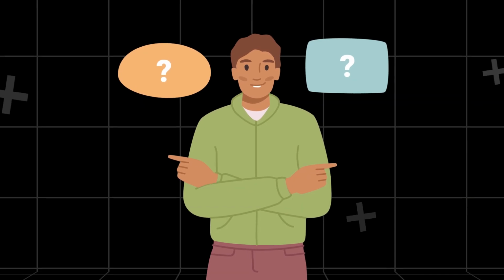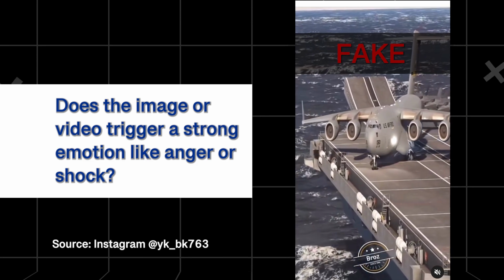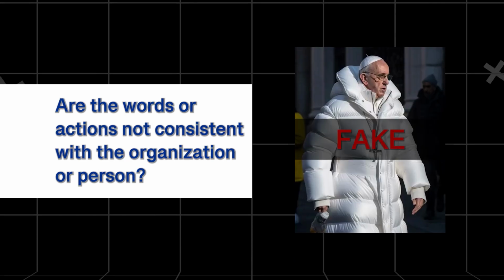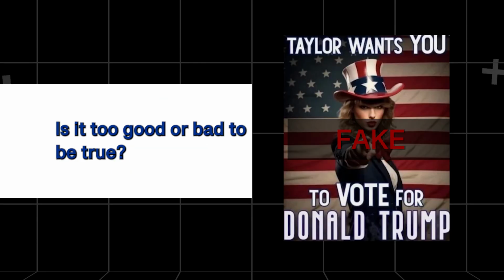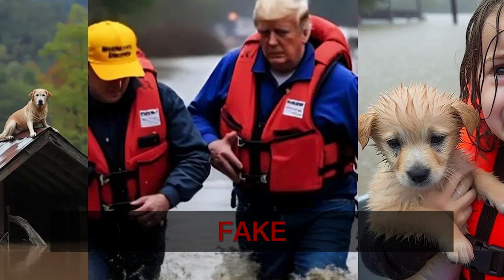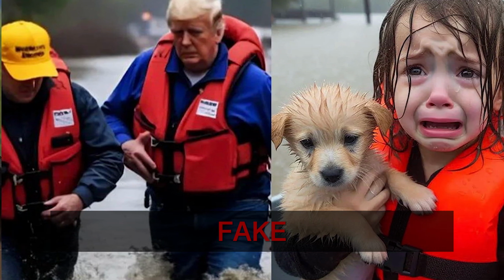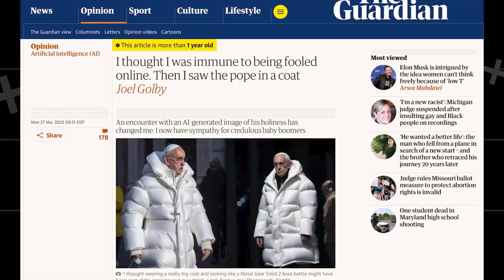Consider these questions to analyze an image or video. Does the image or video trigger a strong emotion like anger or shock? Are the words or actions not consistent with the organization or person? Is it too good or bad to be true? Doctored or AI-generated images and videos are created to enhance a false story. If the image or video is too outlandish, double-check the statement with other sources.